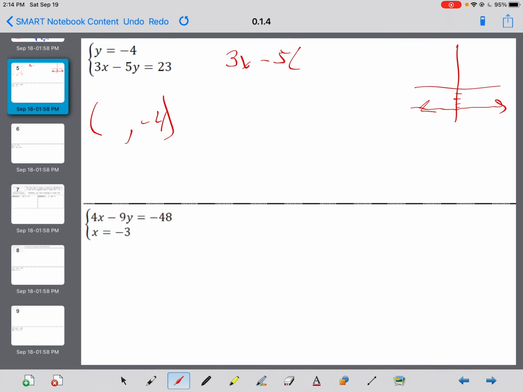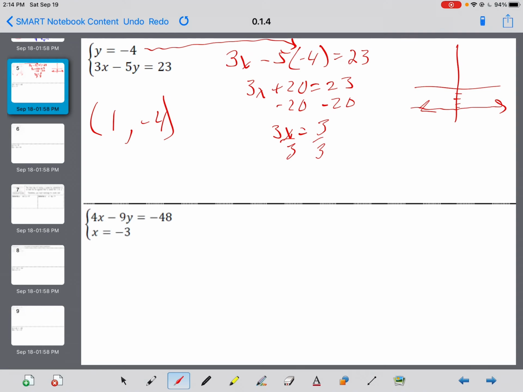3x minus 5 times something equals 23, and I'm just going to take that -4 and plug her in. 3x plus 20 equals 23. Subtract 20. 3x equals 3. Divide by 3. X equals 1. Nice and short, easy peasy.